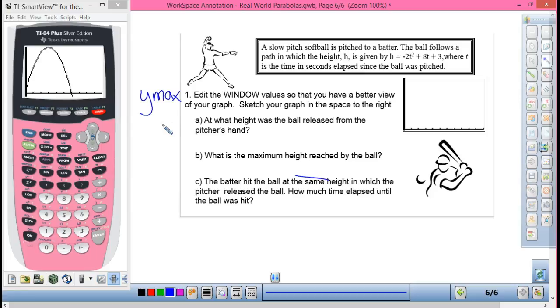Think of a school pitch softball player. You're taking the softball, you're lobbing it to the batter. Think about how high it might go. If your Y max is at 100 or 150, that's not going to work. Your graph should look similar to this. Look up here. If it's just a little hump right here, you need to change your window. Your Y max needs to come down.